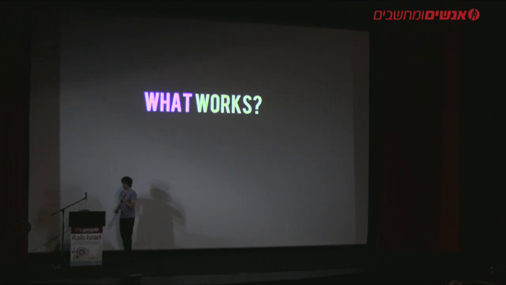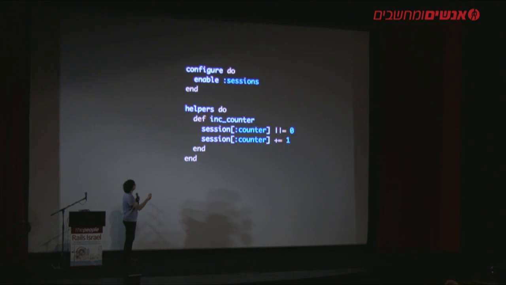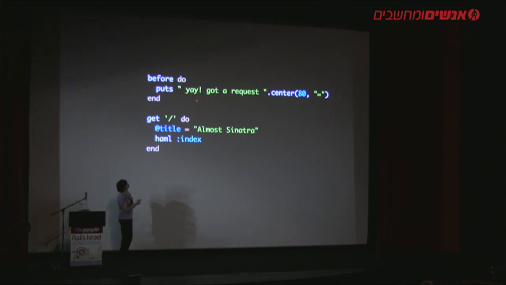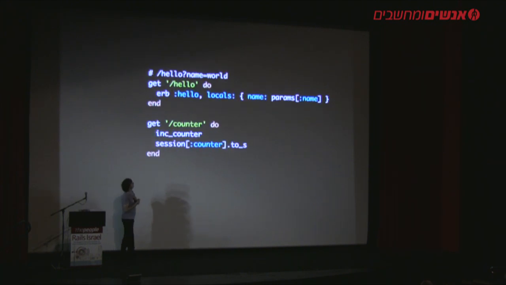I'm not sure how well you know Sinatra, but configure blocks work, helpers work, sessions work, before blocks work, routes work, of course, including templates, including assigning instance variables that are used in the templates, even inline templates work, where you say underscore underscore end, and then you have the templates down there, and params, like query params, work, you can pass locals to the templates, and so on.